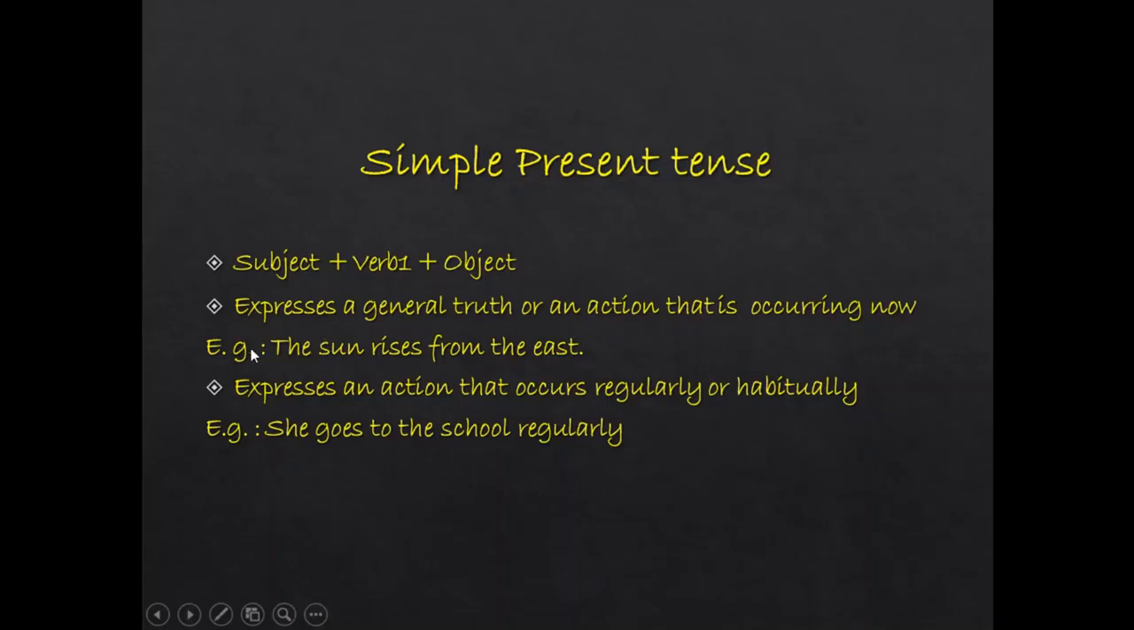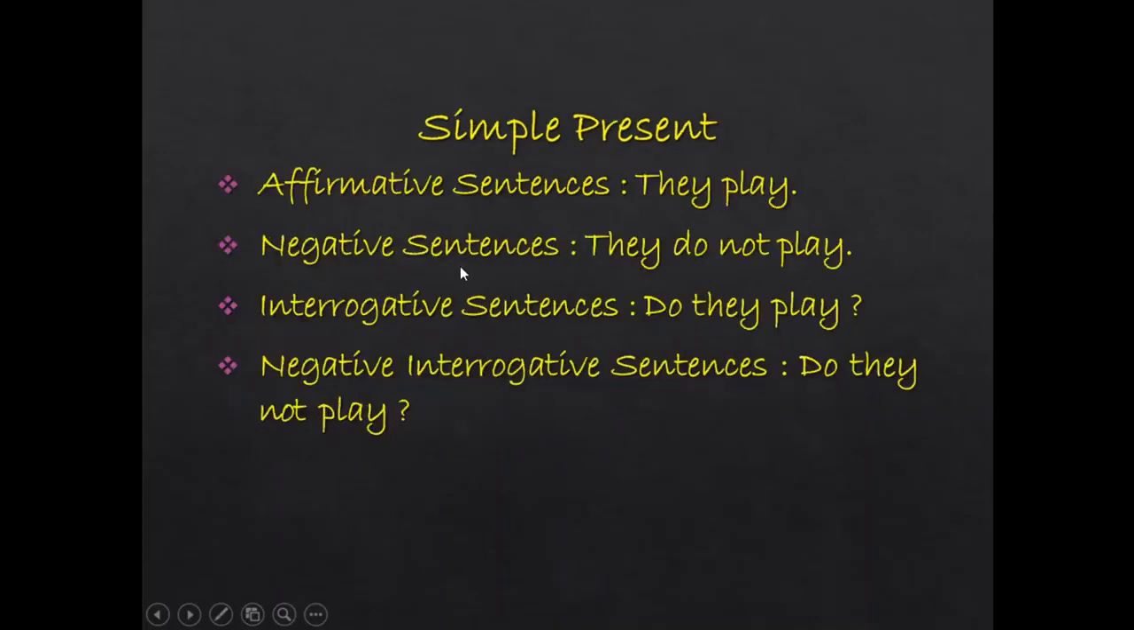For example, the sun rises from the east. It also expresses an action that occurs regularly or habitually. Example, she goes to the school regularly. In the simple present tense, the affirmative sentences, example, they play. Negative sentences, they do not play. Interrogative sentences, do they play? Here the verb comes before, since it is an interrogative sentence. And then the negative interrogative sentences, do they not play?